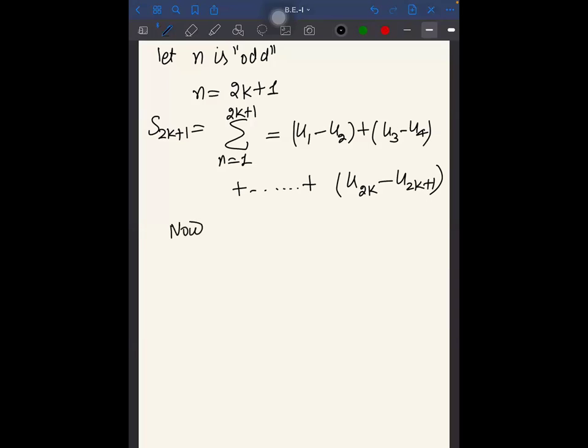So now your um is greater than or equal to u(m+1). Why is it so?